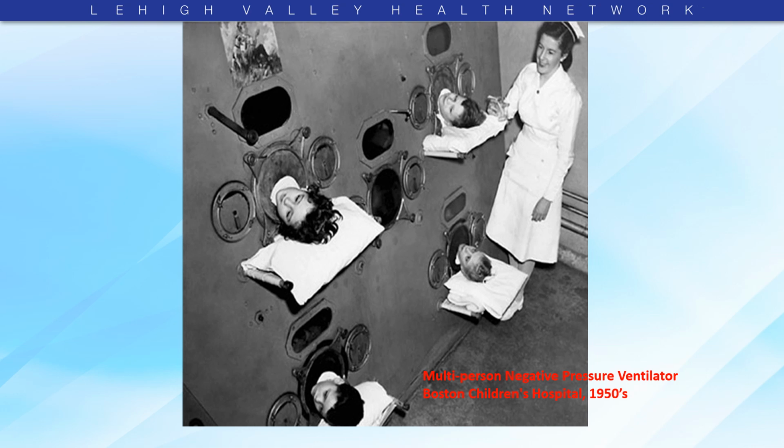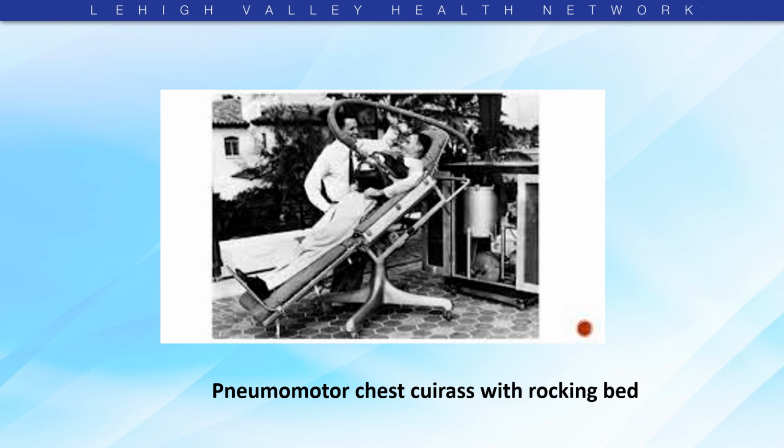And then we started getting to positive pressure ventilators. This is the pneumomotor chest cuirass with a rocking bed. Again, the rocking bed would help facilitate the tidal volume by sending the diaphragm up and down. And then you would use a negative pressure ventilator, which was a chest cuirass. This would often be what patients were on during the day, and then at night they would go into their iron lung.